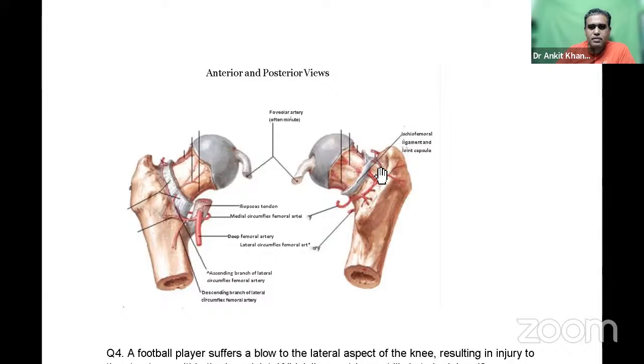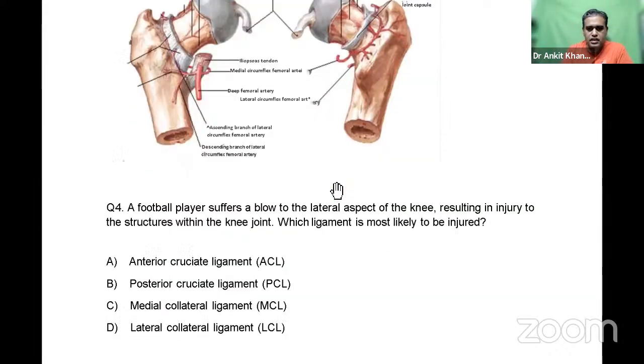You can see this whole medial circumflex femoral artery giving off branches going to the head of femur. So if you have a fracture over here, all these retinacular branches, as we call them, might be blocked, and obviously there will be less blood supply in this area, leading to avascular necrosis, or to be simple, leading to death of the tissue in the head of femur. Simple as that. Okay, let us see the next one.